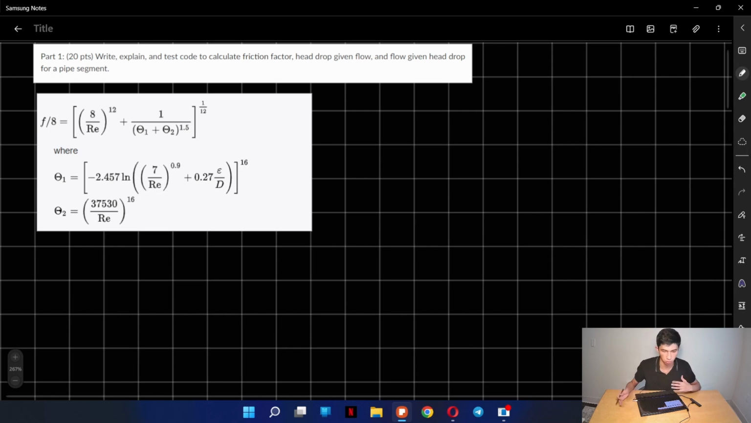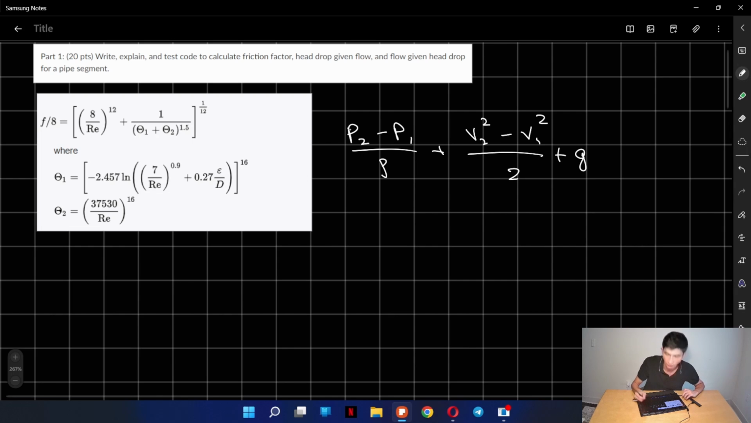Let's try to express that in terms of equations. So we know that we have our Bernoulli equation. What was the Bernoulli equation? It was the final pressure minus the initial pressure over density, plus final velocity squared minus initial velocity squared over 2, plus the gravitational acceleration times final height minus the initial height, is equal to the negative of the frictional heating.